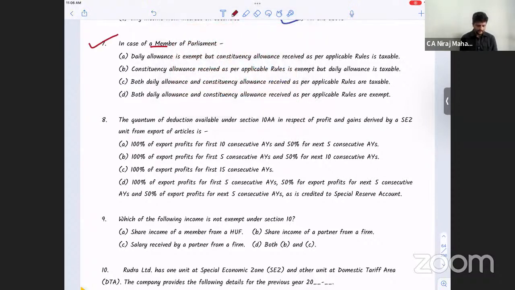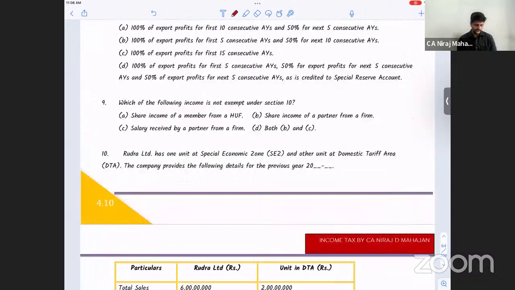7 is important. Be careful. In case of member of parliament, daily allowance is exempt, but constituency is taxable. Constituency is exempt, but daily is taxable. Both daily and constituency allowance are taxable. Both daily and constituency allowance are exempt. Both are exempt. Give a star mark over here. Simple, stupid question, but okay. 8, we have not yet covered.